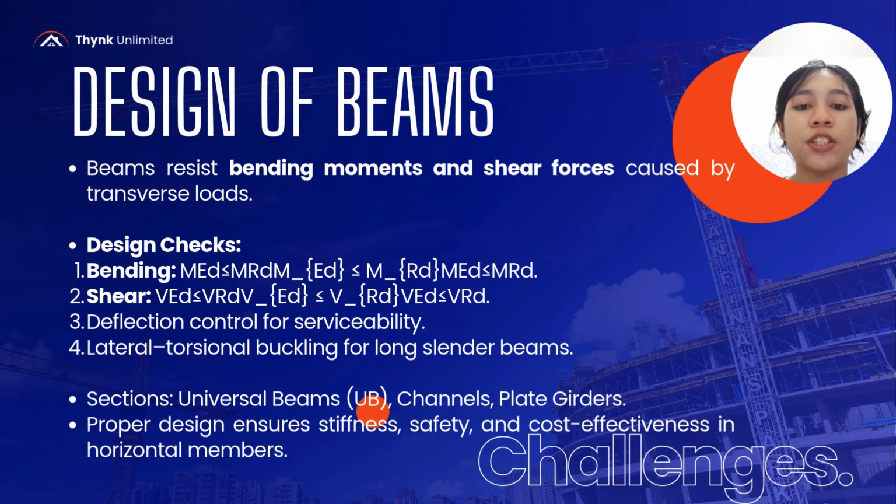Number three is deflection control. We check the deflection limit to make sure the beam doesn't bend too much under service load. Number four is lateral torsional buckling. For long slender beams, we ensure that the beam has enough stability to prevent twist or sideway bending. Common sections.